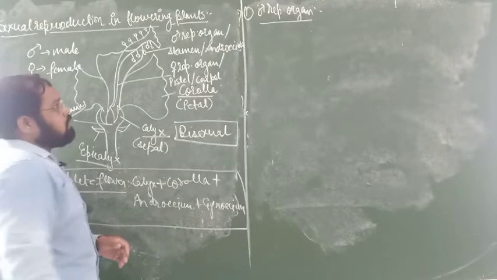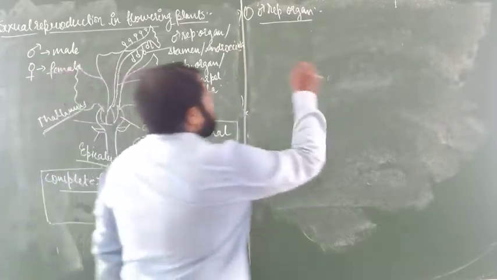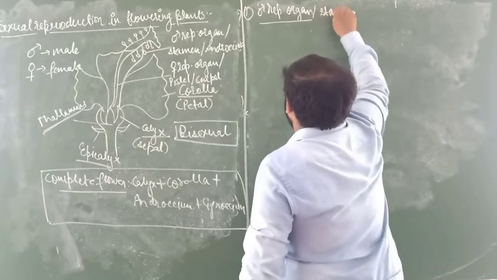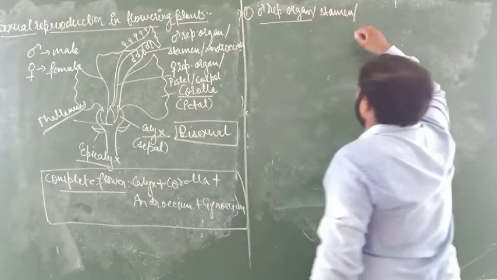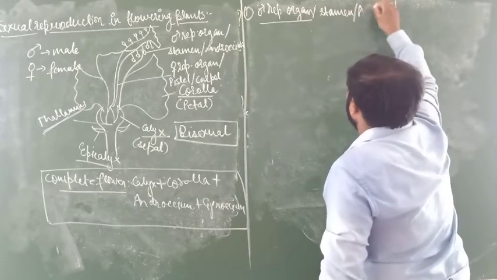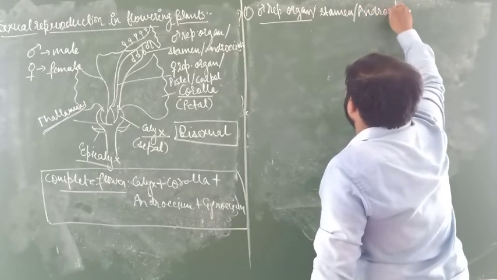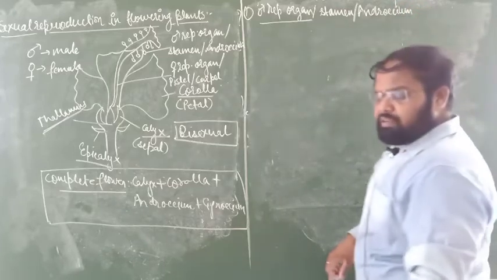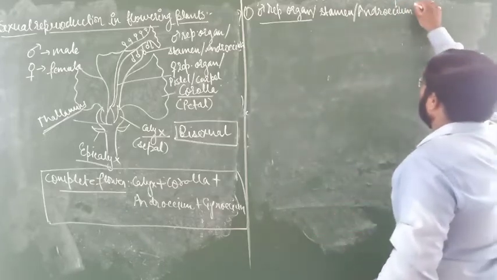Okay. Now, come to the male reproductive organ. The male reproductive organ is also called stamen, or called androecium. Stamen or androecium. Okay.